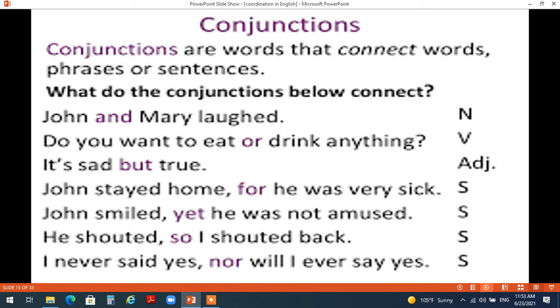John smiled, yet he wasn't amused. Also here we have a linkage or connection between two simple sentences or two clauses. He shouted, so I shouted back. Also here we have two sentences or two clauses. I never said yes, nor will I ever say yes. Also we have here used the coordinator nor to connect between two simple sentences or two clauses.